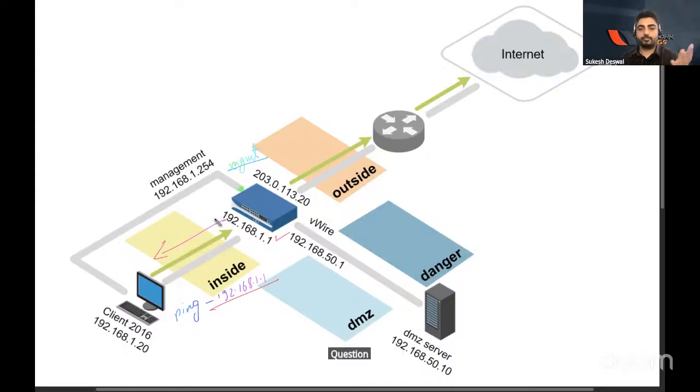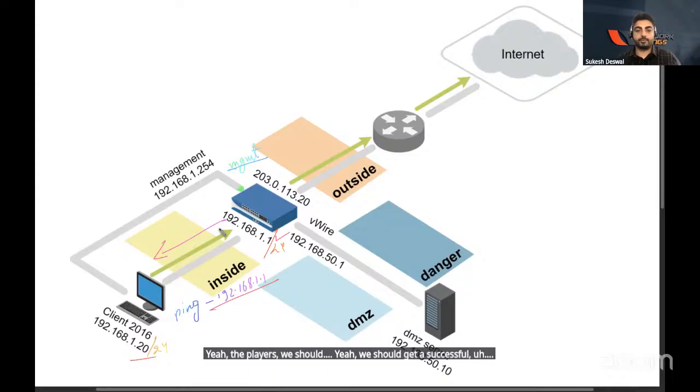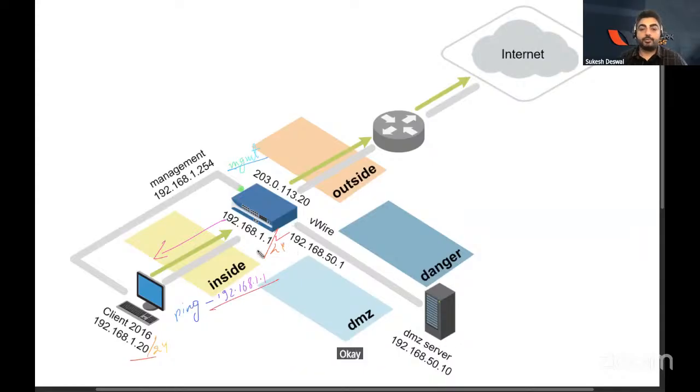Question for you all, right? Simple, two networking devices connected. This is 1.20. Let me make it more specific. It's /24, in the same subnet. What do you think should happen? The client should be able to ping the firewall, and I think we should get a successful reply back from the firewall, right? But we don't. Okay, we don't get it.